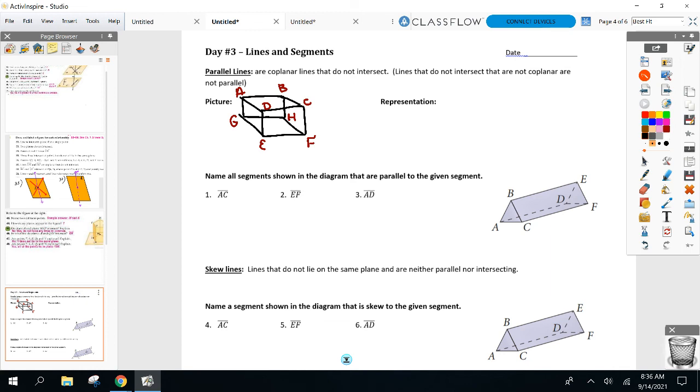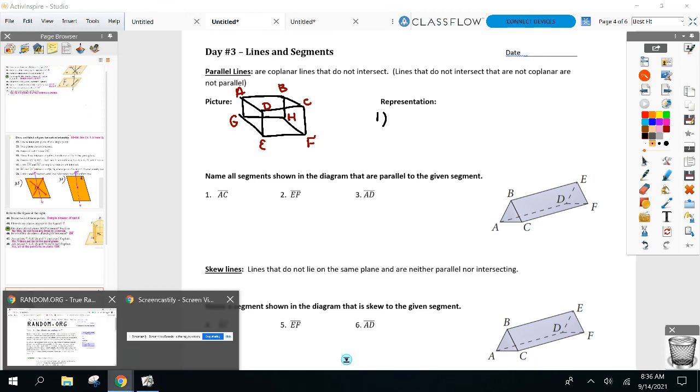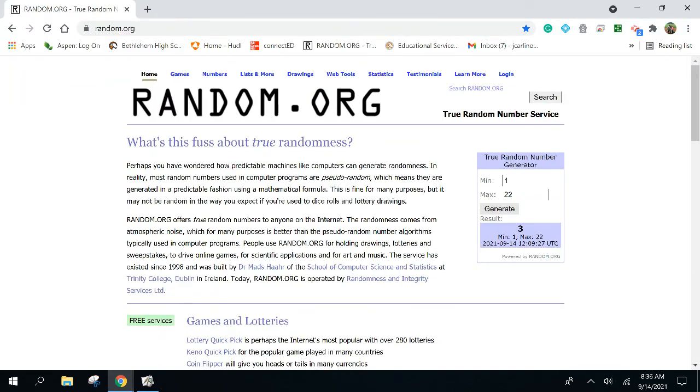And again, how many planes do I have on my cube? 6. Parallel lines have to be on the same plane, but they don't intersect. So I'm going to look for 2 lines on one of those 6 planes that don't intersect each other. They'll be parallel. Give me 2 lines that you would consider parallel on my diagram. They've got to be on the same plane, and they do not intersect.